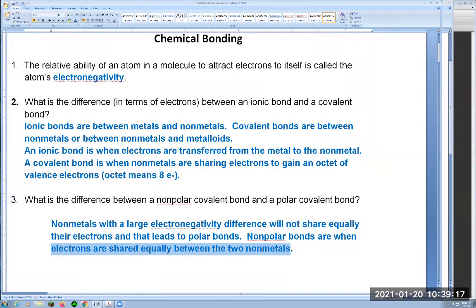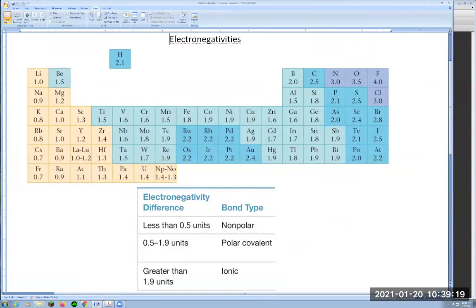Let me show you the table here in this document. Below the electronegativity values, there is this table that you will use to classify bonds according to the electronegativity difference between the two bonded atoms. And you see that if the electronegativity difference is less than 0.5, the bond is nonpolar. Between 0.5 and 1.9, it's a polar covalent bond. And then if the electronegativity difference is much larger than 1.9, then it's considered an ionic bond.